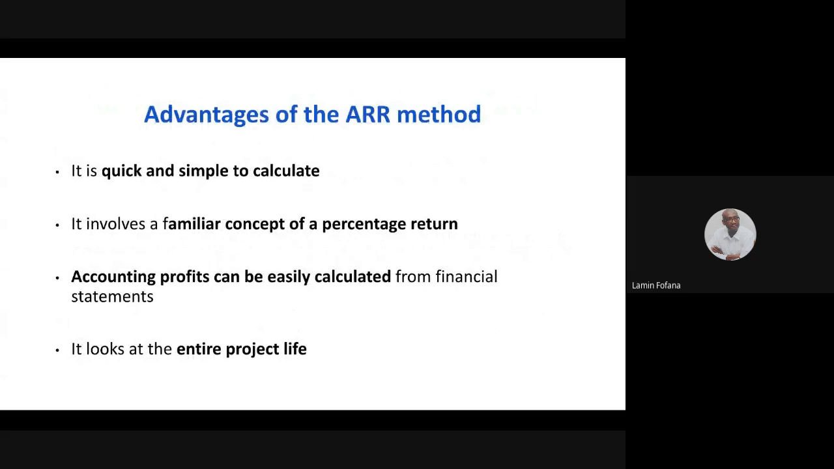Advantages of ARR: it's quick and simple to calculate. Of course, like I said, it's a familiar concept to us as accountants, and we're using accounting profits. It can easily be calculated from our financial statements. That's another advantage. It looks at the entire project life, unlike the payback period, which looks at only the periods within the payback, and does not consider cash flows after the payback period. This one looks at the entire project.